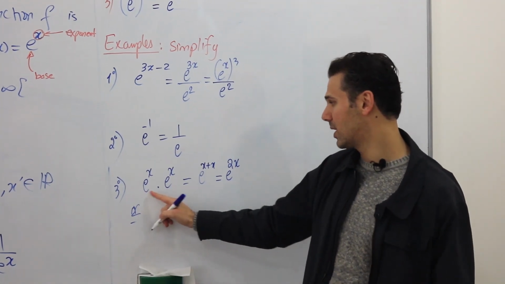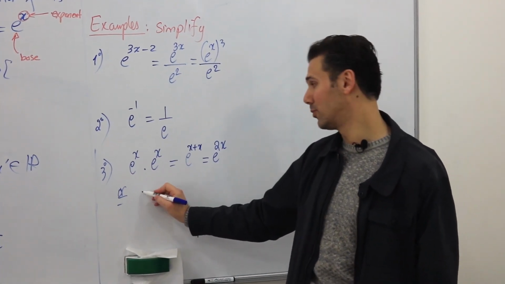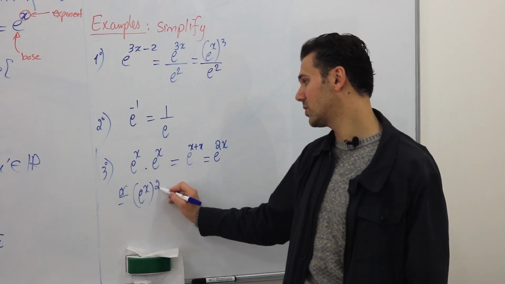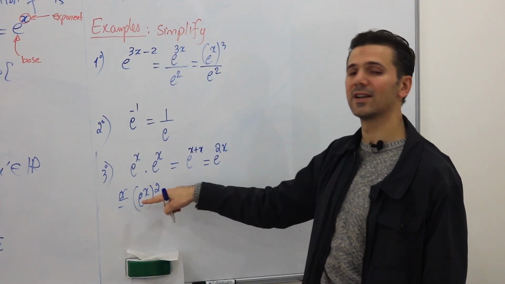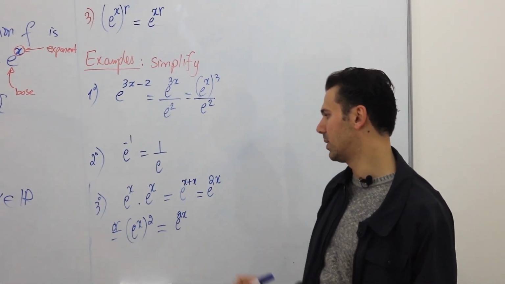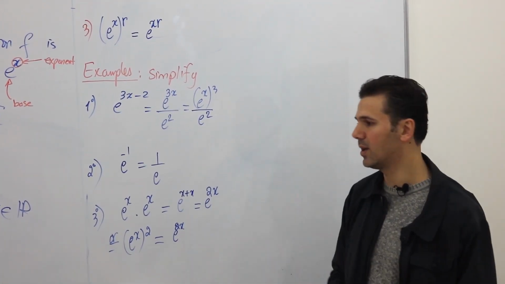You can get this answer by another way. How? e power x times e power x, as you know, will be e power x squared. Going back to property 3, you will get easily e power 2x, or x times 2. It's preferable to write e power 2x. That's it. You get the same answer.